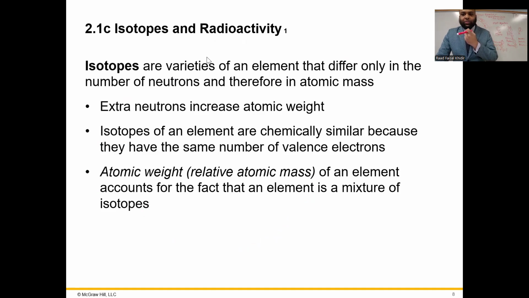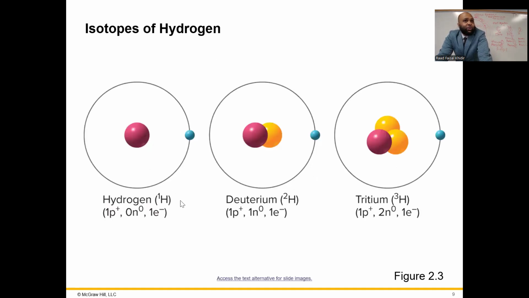So isotopes of, you know this mass and weight, don't let it confuse you. Oh my God, he said atomic mass. Now it's atomic weight. It's the same thing, mass and weight. So isotopes of an element are chemically similar because they have the same number of valence electrons. So the atomic weight is the relative atomic mass of an element, and it accounts for the fact that an element is a mixture of isotopes. So that's what we just talked about on the board.